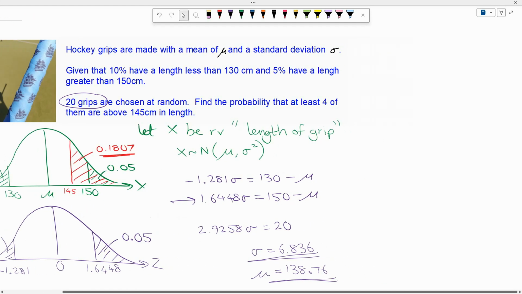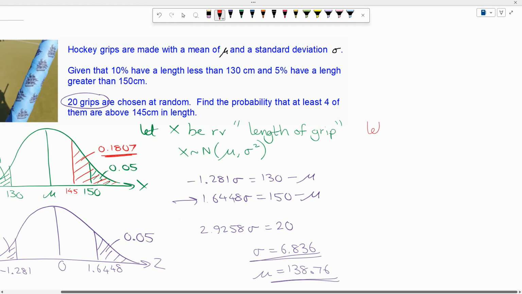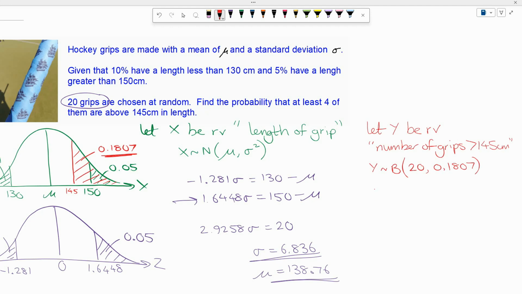So let's just shift this along a little bit. So now I'm going to define my new random variable as y, and it's the number of grips greater than 145 centimeters, which means y is now distributed binomially, a discrete valued number of grips. We have 20 grips, and the probability of it being greater than 145 is 0.1807. And the question is at least 4. So we need y to be more than or equal to 4.